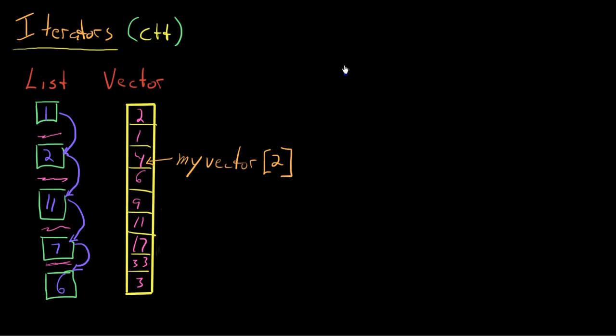So let's just draw out what happens with an iterator. Say I've got a vector of ints. Call it my vect. And say we've done a bunch of pushbacks. Let's say I'll just scribble. Let's say we added a bunch of data.